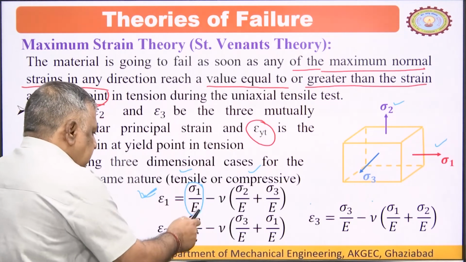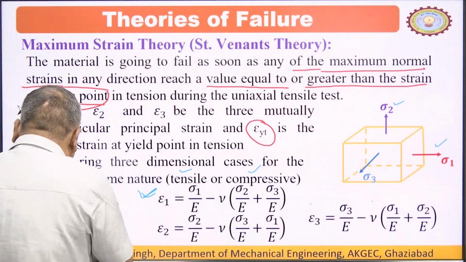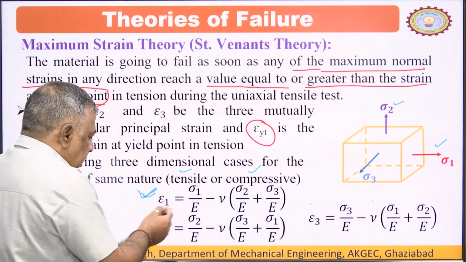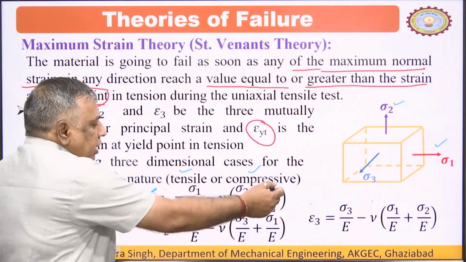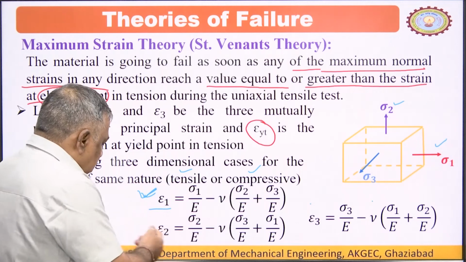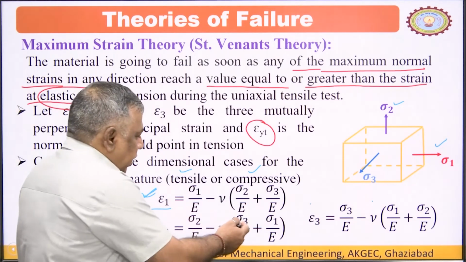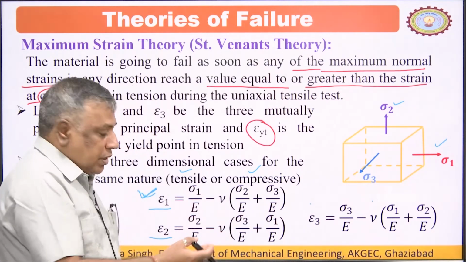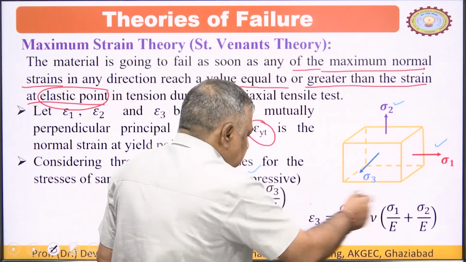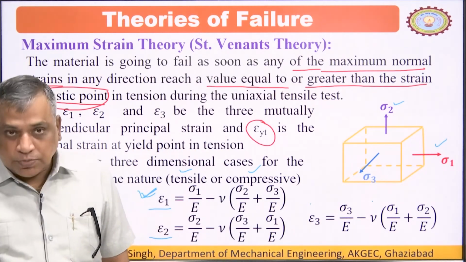So the first term is always the one in its own direction. So epsilon 1 is sigma 1 upon E, and the remaining two come in with a negative sign, minus nu. Epsilon 2: sigma 2 upon E is the first term, and 3 and 1 in sum in the bracket multiplied by minus nu, add them, and sigma 3 upon E. These are the net strains in the direction of sigma 1, sigma 2, sigma 3.